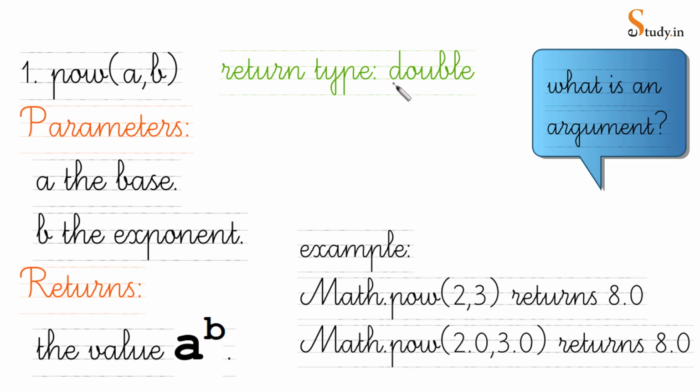It will always return a double value. Let us understand through an example. Here we have Math.pow(2, 3). 2 is the base, 3 is the power or the exponent. So it will return 2 raised to the power 3, that means 2 into 2 into 2, which is 8. Since it returns a double value, it will not return 8, it will return 8.0. Similarly, if you enter two double arguments, 2.0 and 3.0, it will still return 8.0.